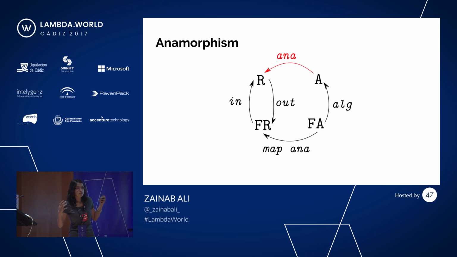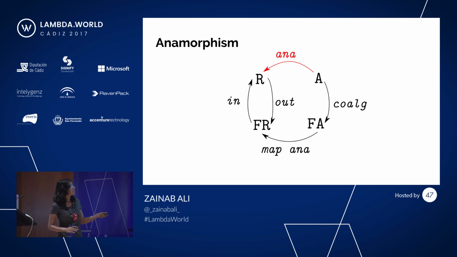And so maybe we could try and get this. This is just the diagram we wrote before. Maybe it would be possible to get an anamorphism out of this. An anamorphism goes from a type A to my recursive data type. And is that possible? No, it's not quite.